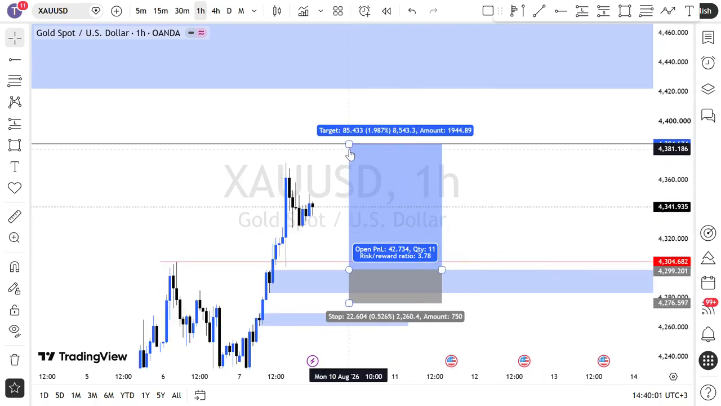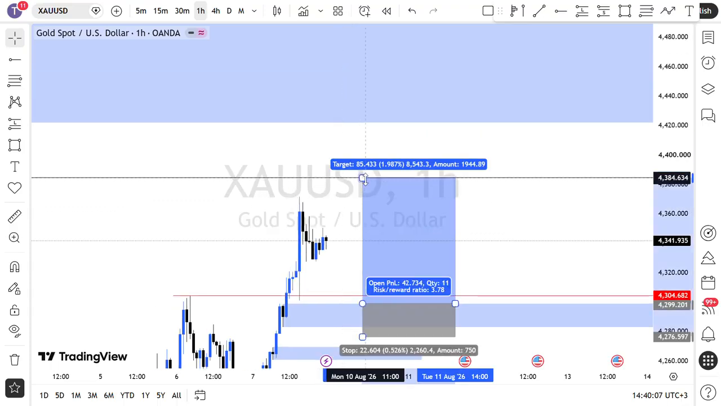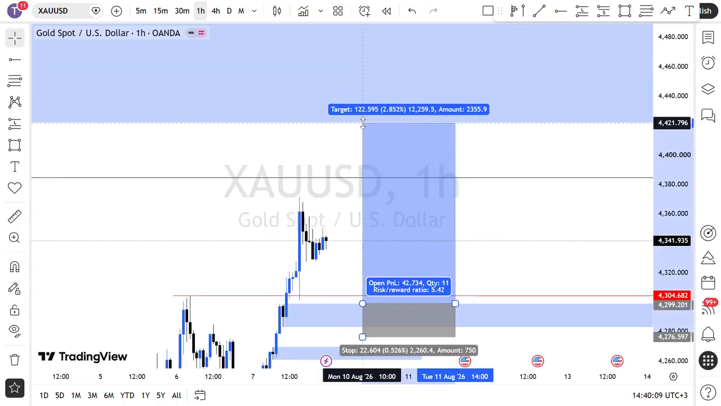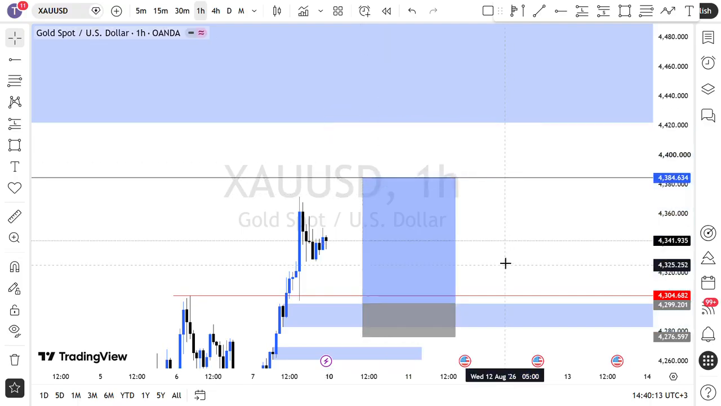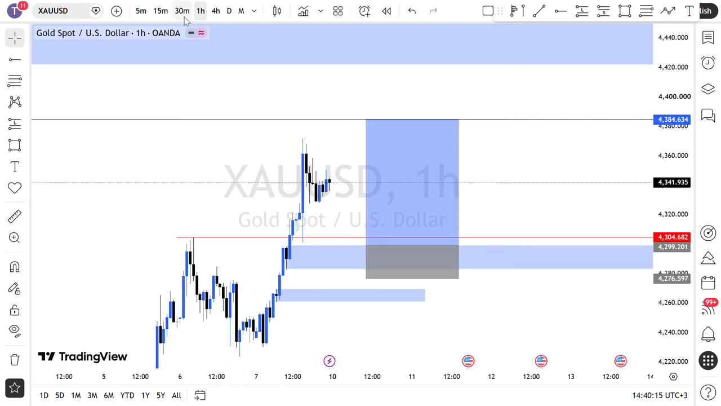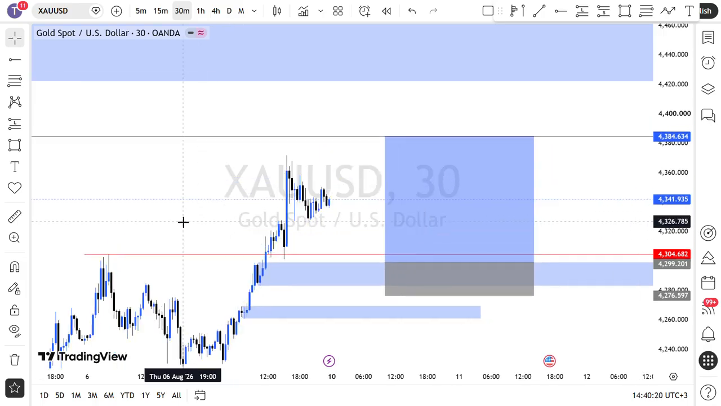So that is my view, guys. I expect price to come into this point, and then we target that liquidity as we continue targeting that daily order block. So currently, that is what I think on gold, guys. If you have a different opinion, just don't forget to comment down below in the comment section.